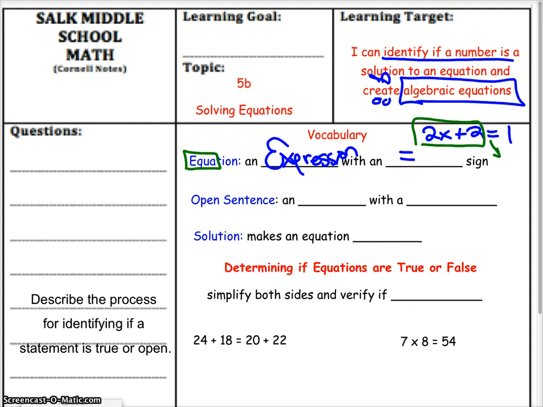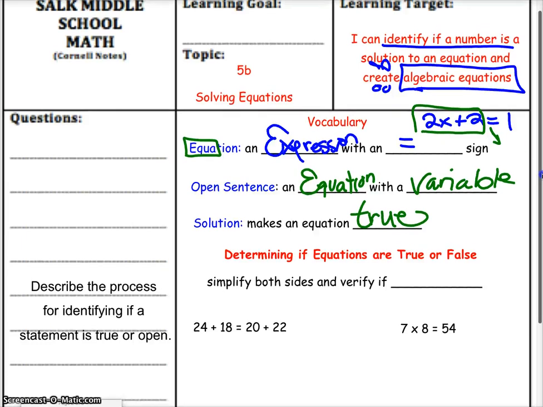An open sentence is an equation with a variable. So today you're going to have to identify if an equation is true, if it's false, or if it's an open statement. And if it has a variable in there, it's open. And a solution, when you figure out a solution, it makes an equation true.